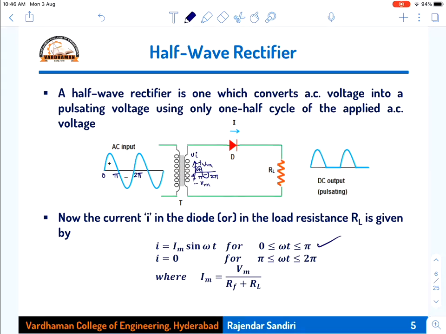That current is also a sinusoidal current, and its peak value is Im. Therefore, it is Im sin omega t. So from 0 to pi, the current is Im sin omega t.